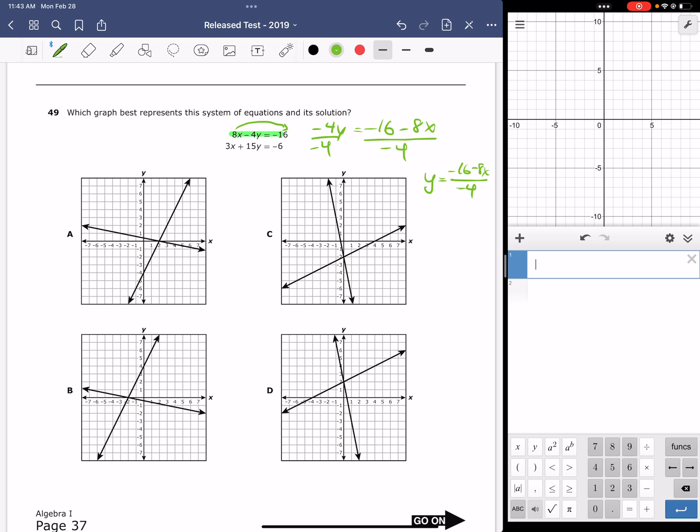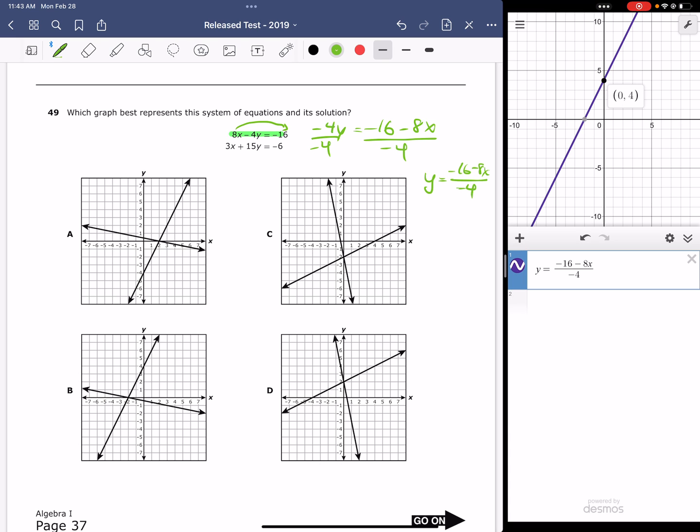Y is equal to, create a fraction by hitting the division button, negative 16 minus 8x, all divided by negative 4. Now, the only answer choice that has a line with a y-intercept at 0, 4, is going to be letter B right here.